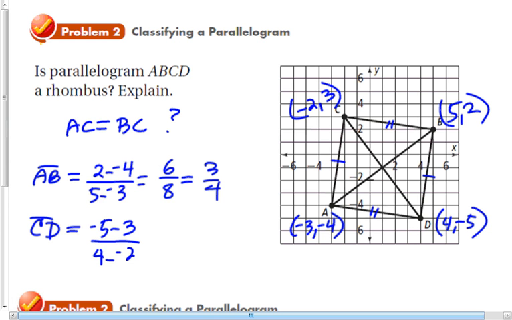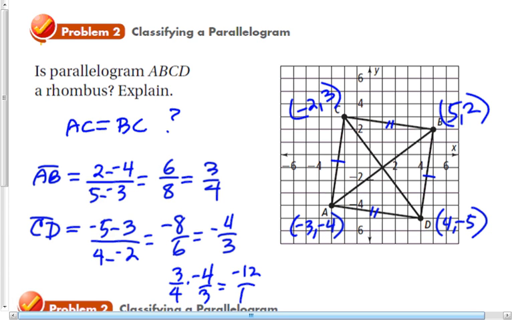I get 4 minus negative 2, and that equals negative 8 over 6, which is negative 4/3 when I simplify that. If those are opposite reciprocals, the way we can tell is by multiplying them. If we multiply these two together and we get negative 1, then they are opposite reciprocals.